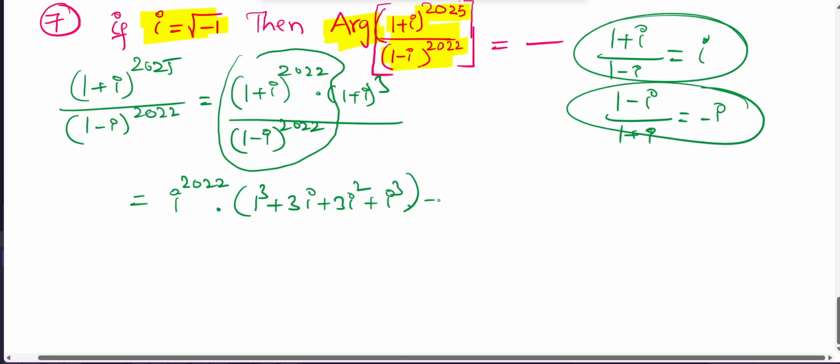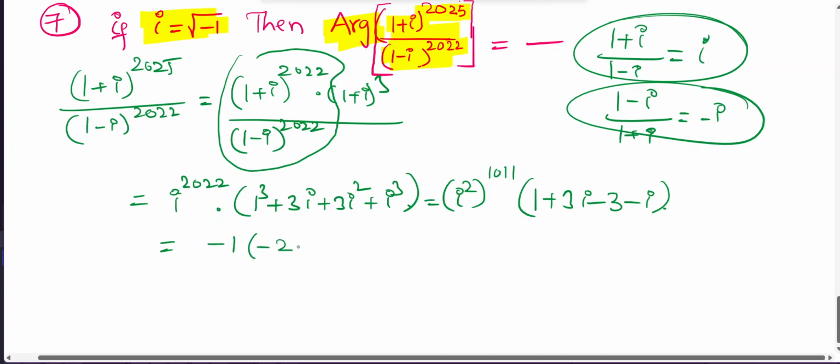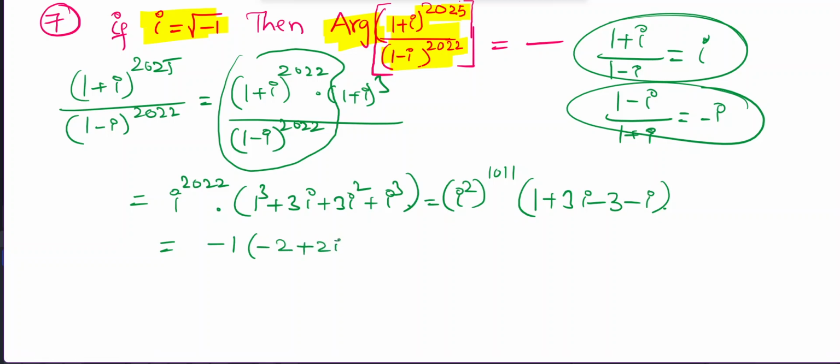i to the power of 2022 is i square to the power of 1011. The value of i square is minus 1. So 1 cube is 1, plus 3i, 3i square is minus 3, and i cube is minus i. So (i square) whole to the power of 1011 is (minus 1) to the power of 1011, which is minus 1, into (1 minus 3 minus 2, 3i minus i, that is plus 2i). So multiplying by minus 1, we get 2 minus 2i.